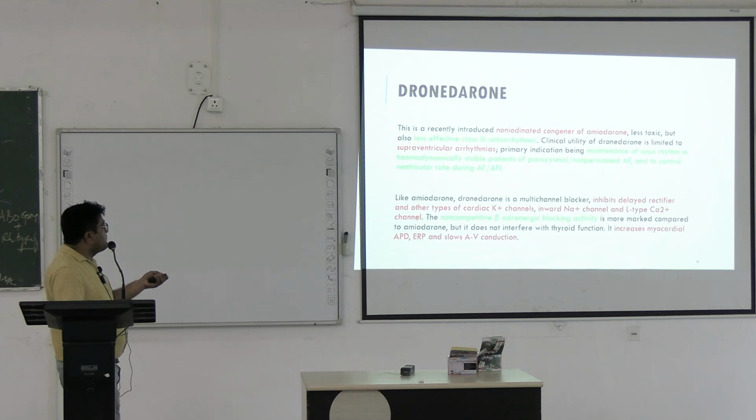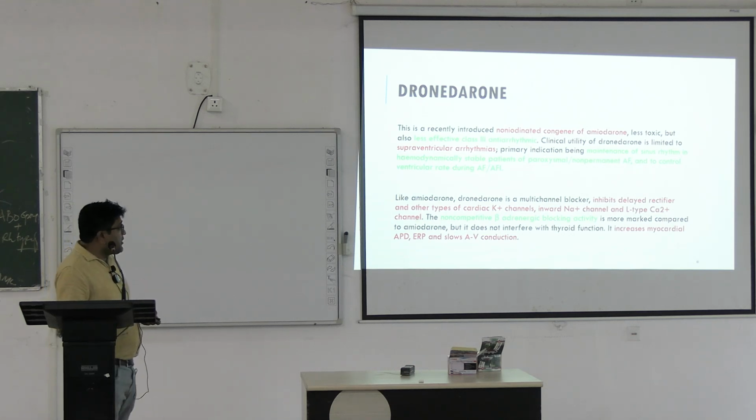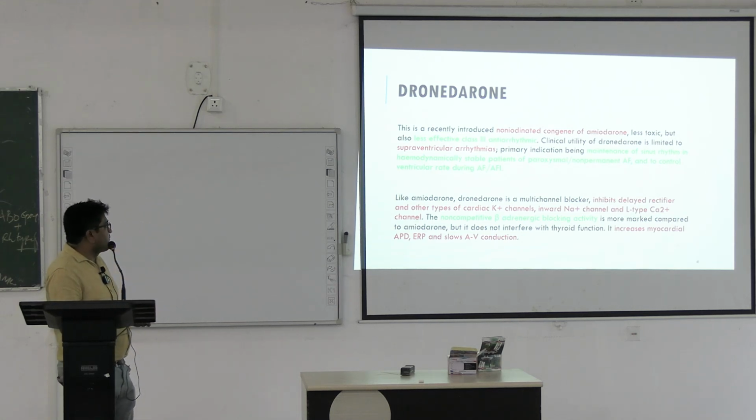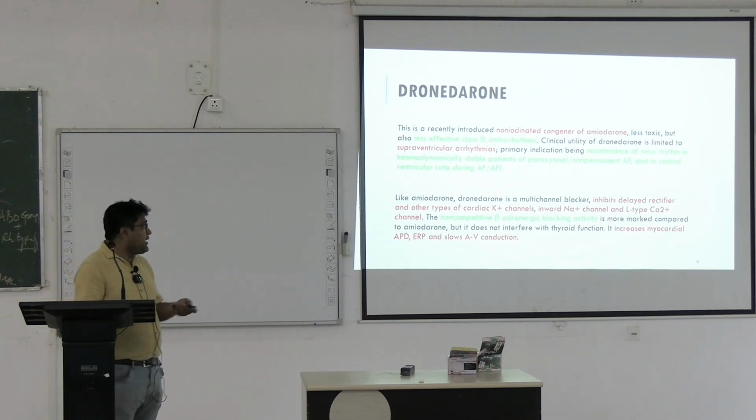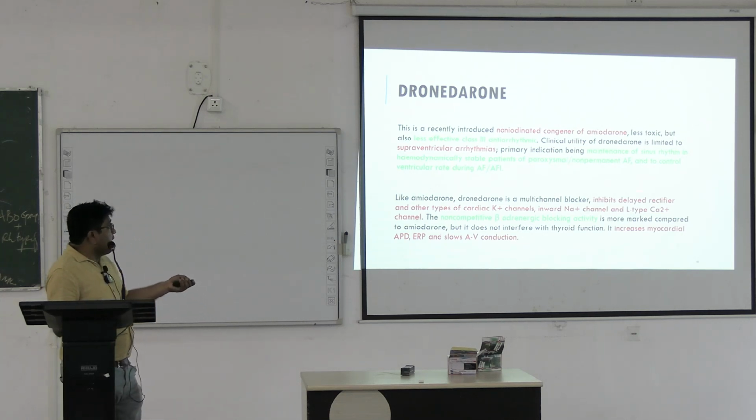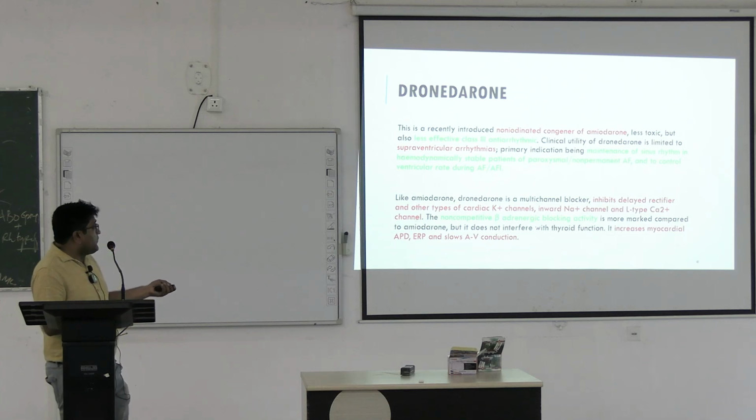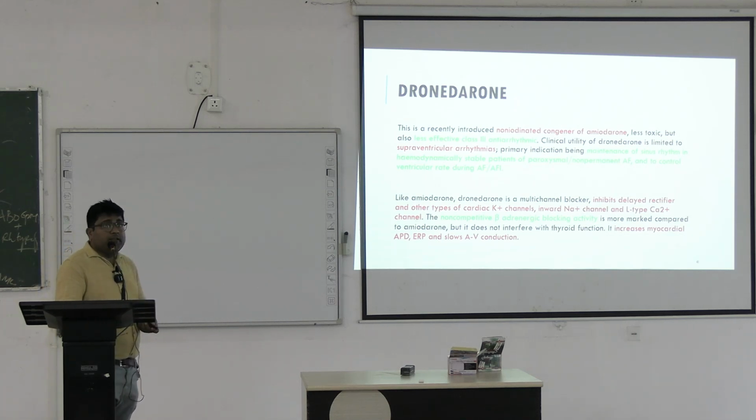It is used for maintenance of sinus rhythm in hemodynamically stable patients of paroxysmal or non-permanent AF. It is not indicated in permanent AF. To control the ventricular rate, they are also used in supraventricular arrhythmias. They inhibit delayed rectifier potassium channels, inward sodium channels and L-type calcium channels like amiodarone. Beta adrenergic blocking property is more marked compared to amiodarone.